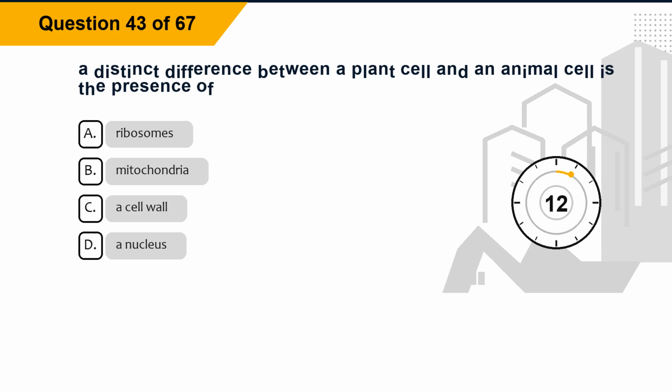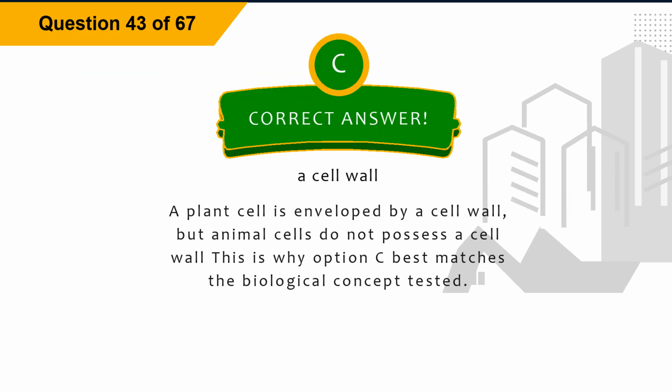Question 43. A distinct difference between a plant cell and an animal cell is the presence of option A, ribosomes. Option B, mitochondria. Option C, a cell wall. Option D, a nucleus. The correct answer is option C, a cell wall.